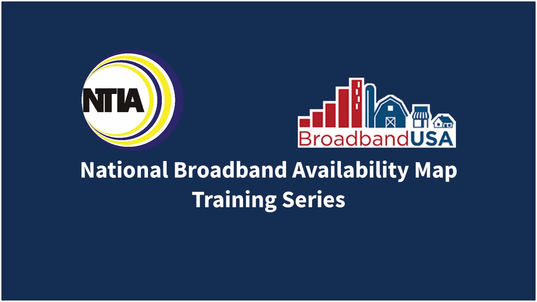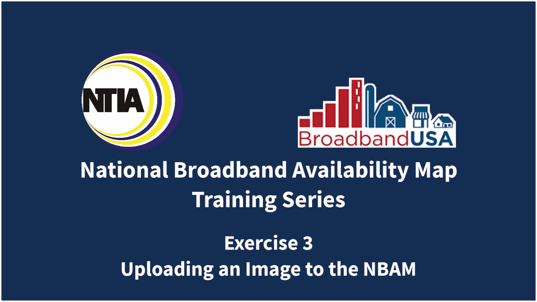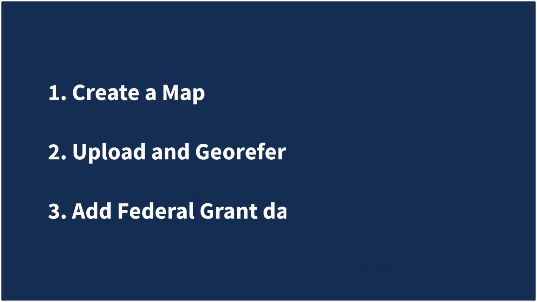In this video, we'll be walking through the third NBAM training exercise, uploading an image to the NBAM. In this exercise, we'll be following step-by-step instructions on how to create a map, upload and georeference a historical image of a reservation in Washington state. Georeferencing is the process of associating a digital image to a physical geographic location. We will also add existing federal grant datasets into the map to see if any overlay with the reservation.